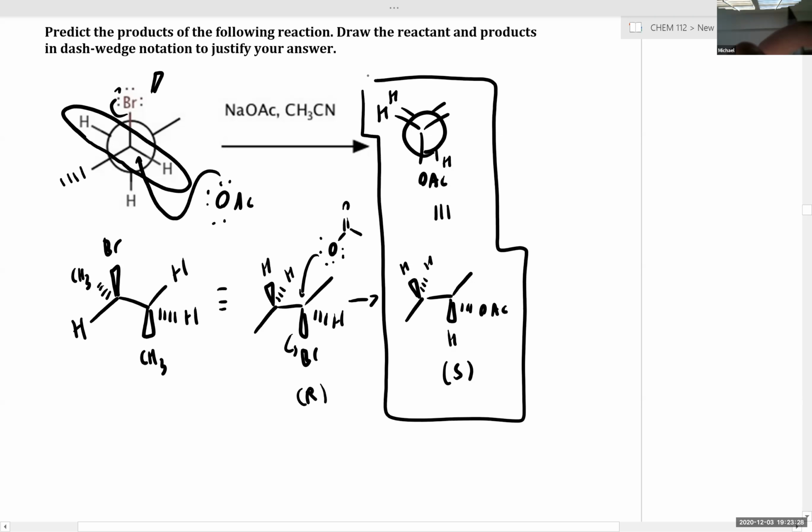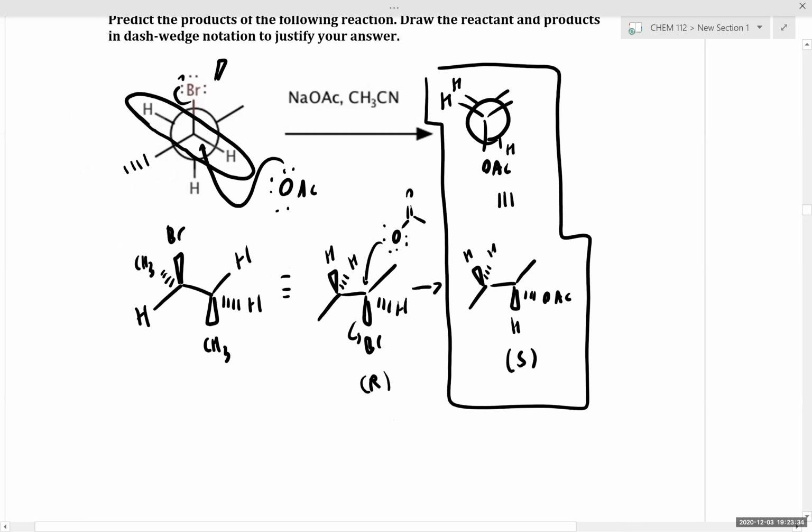And I would highly recommend assigning the stereochemistry for your products to make sure that you actually inverted your stereocenter. Does that make sense to everyone?